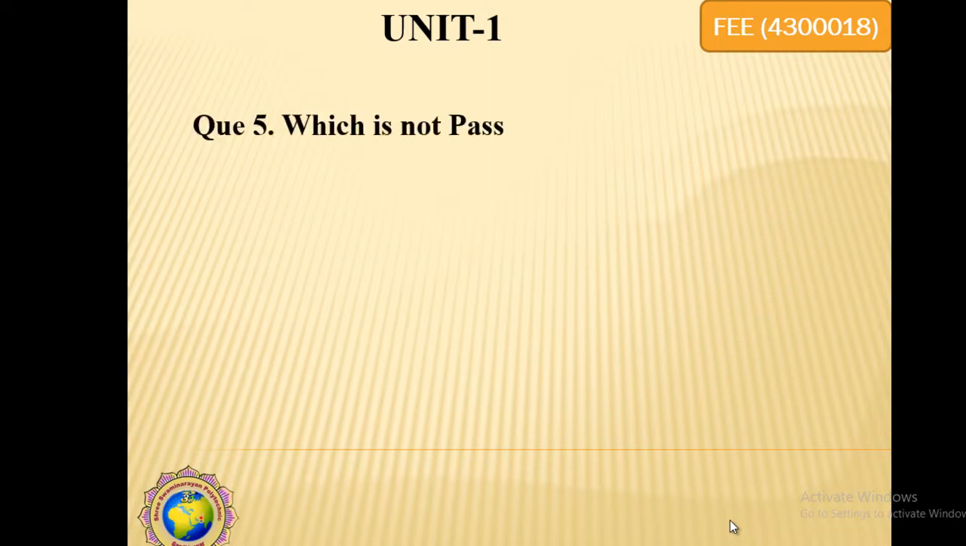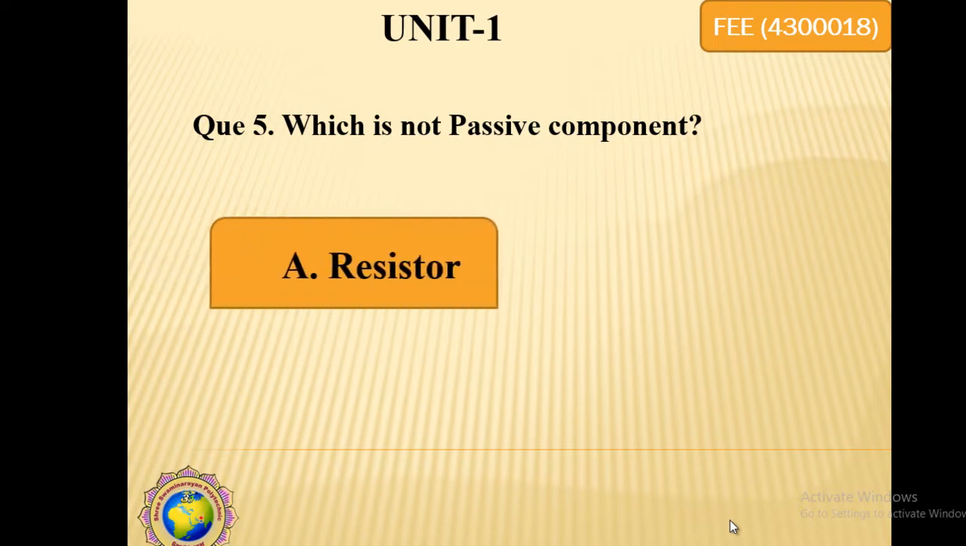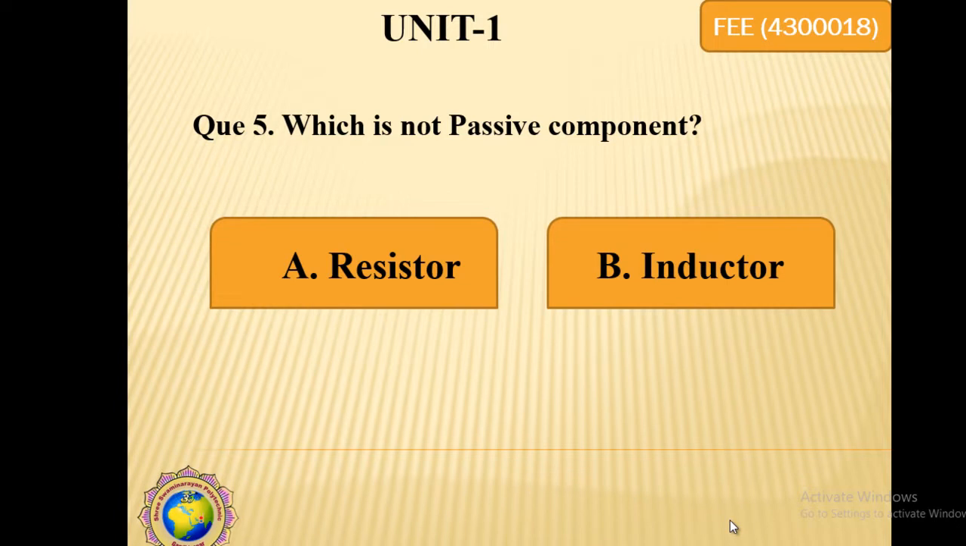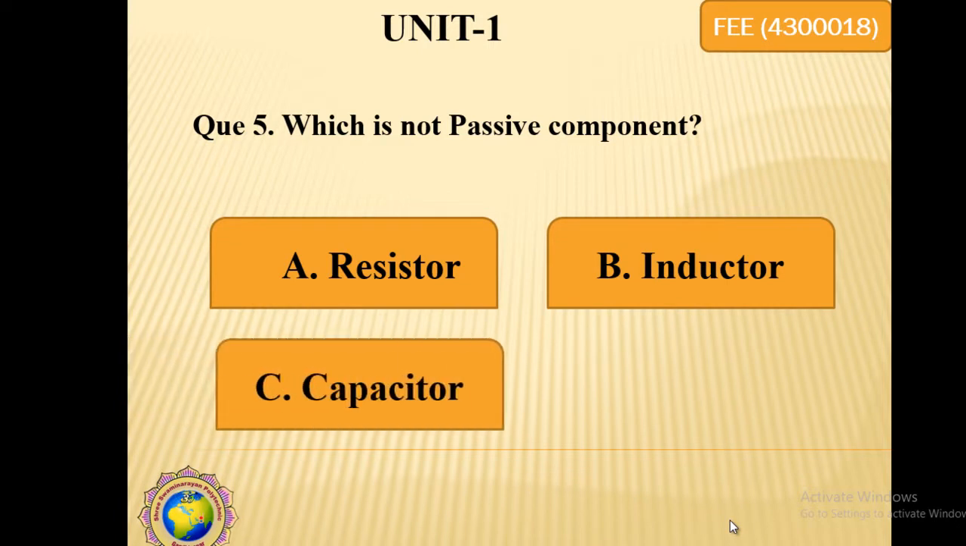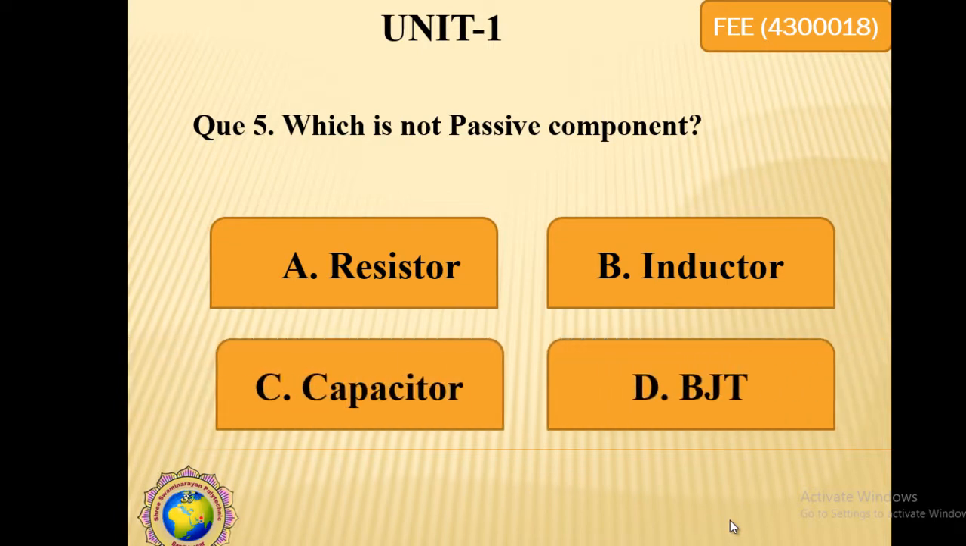Question 5. Which is not a passive component? A. resistor, B. inductor, C. capacitor, and D. BJT. Again question number 5. Which is not the passive component given below?